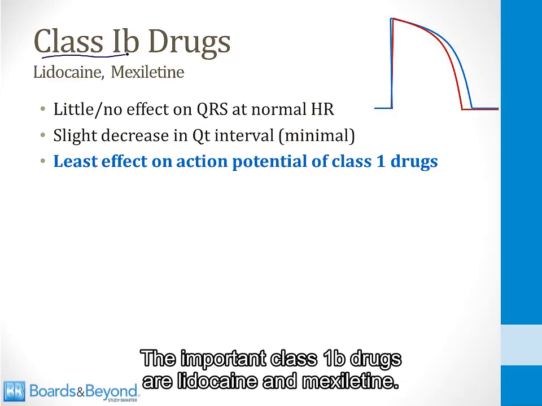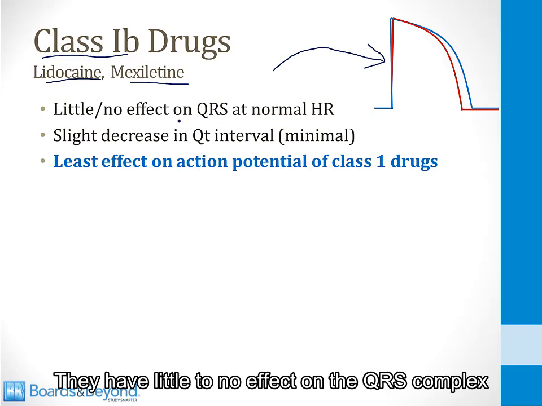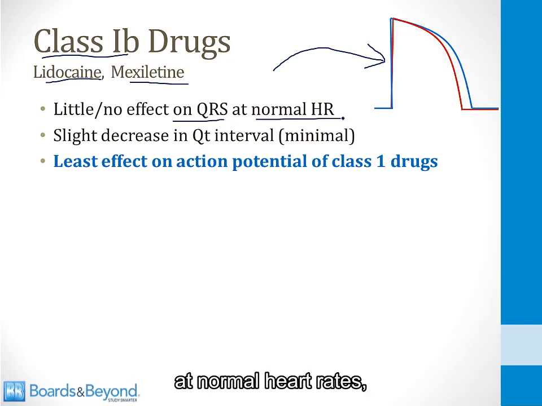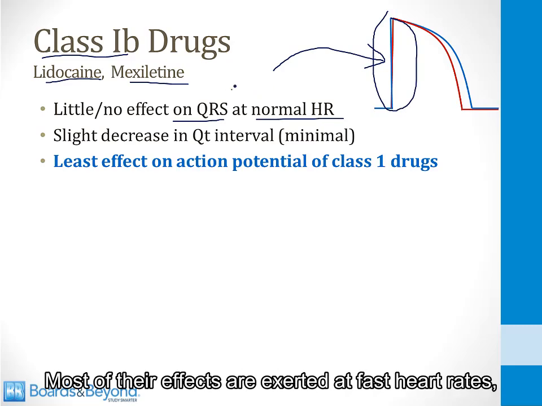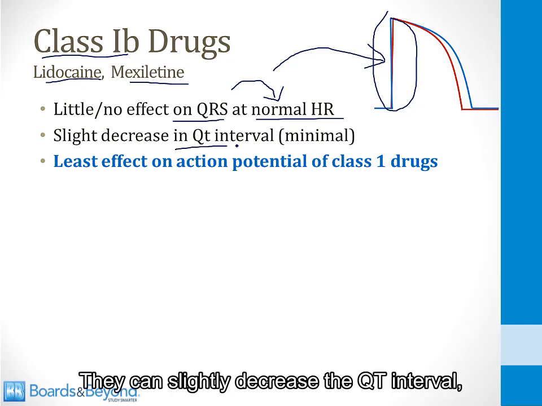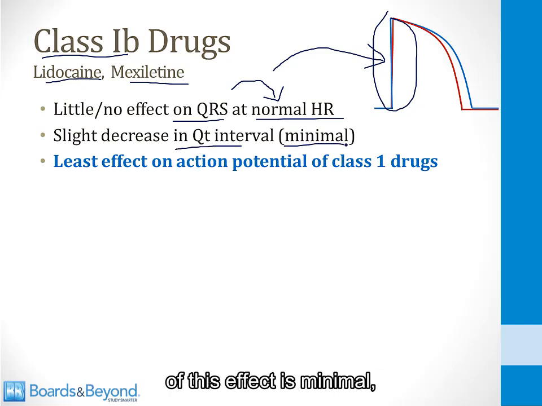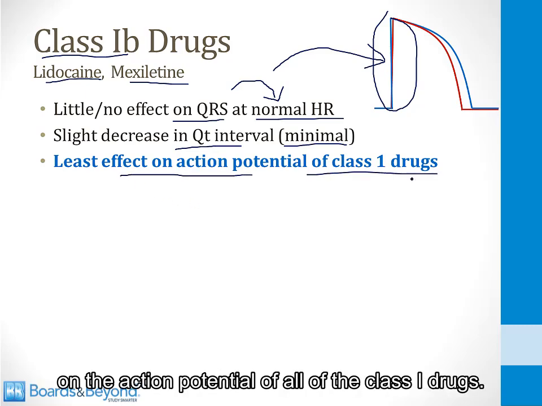The important class 1B drugs are lidocaine and mexiletine. This shows what they do to the action potential duration. They have little to no effect on the QRS complex at normal heart rates. That's because they don't affect phase 0 very much. Most of their effects are exerted at fast heart rates. We'll talk more about that in a minute. They can slightly decrease the QT interval, although this effect is minimal. And these drugs are famous for having the least effect on the action potential of all of the class 1 drugs.